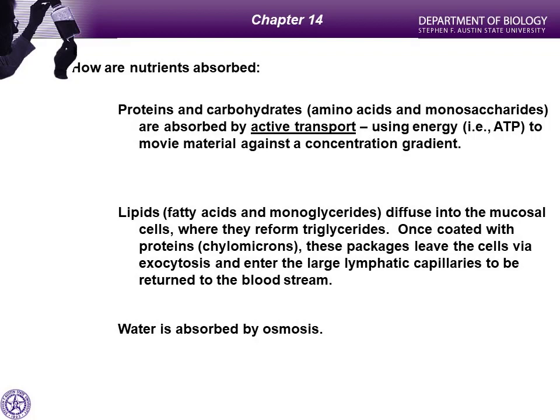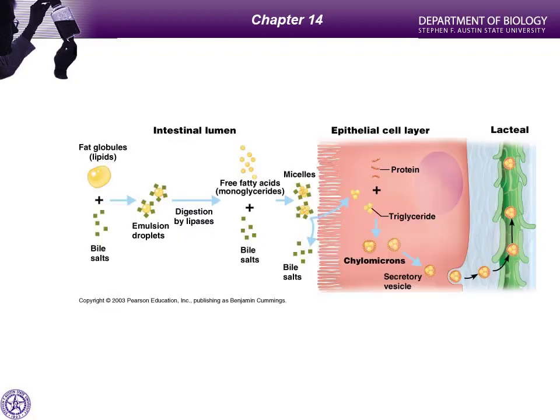Water is just osmosis. What is that fancy word, osmosis? Define osmosis. Diffusion of water. That's all osmosis is, the diffusion of water. So here we have our fats. Here's our bile salts, okay, produced by the liver, stored in the gallbladder, entered into the duodenum. That takes that big fat droplet and it breaks it down into smaller little fat droplets.